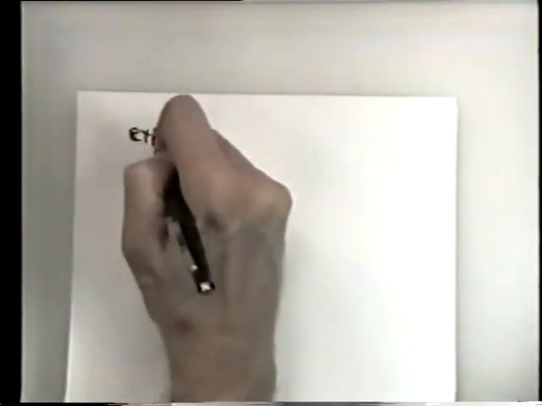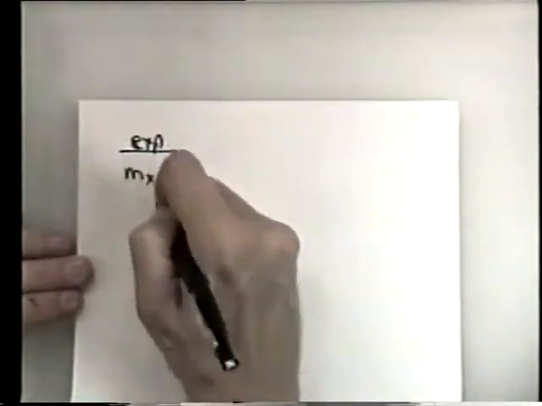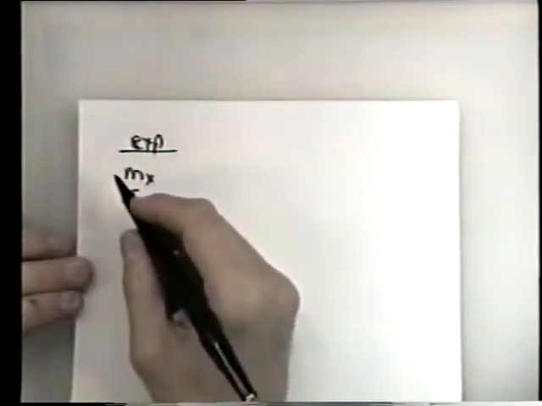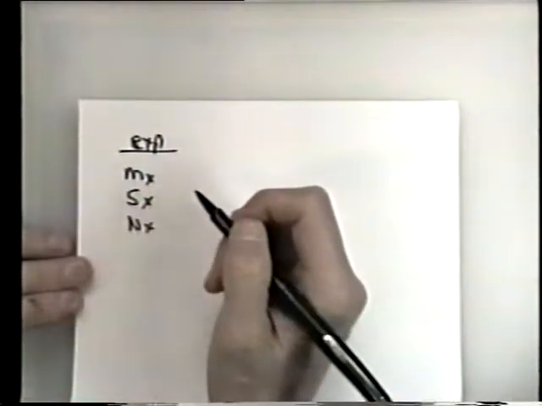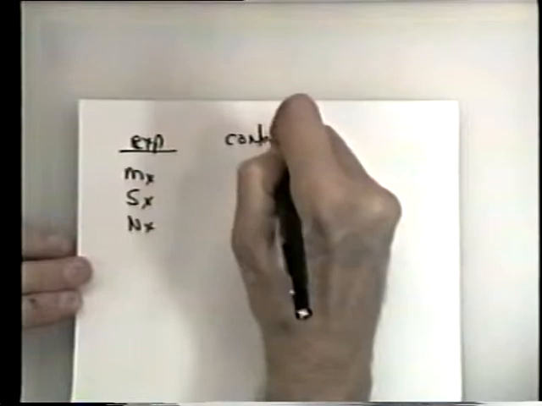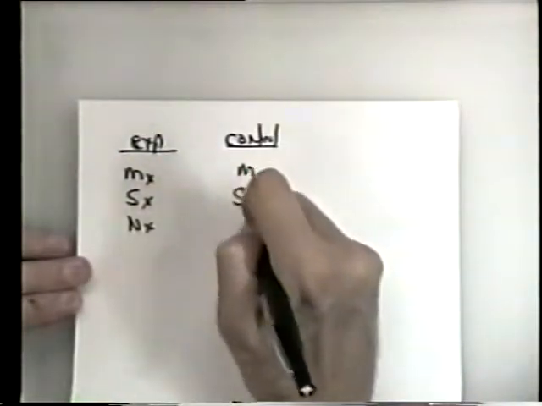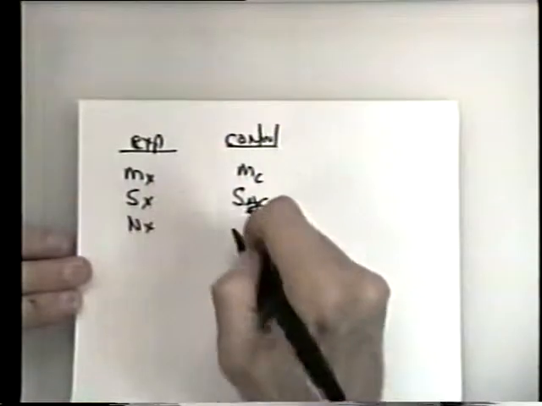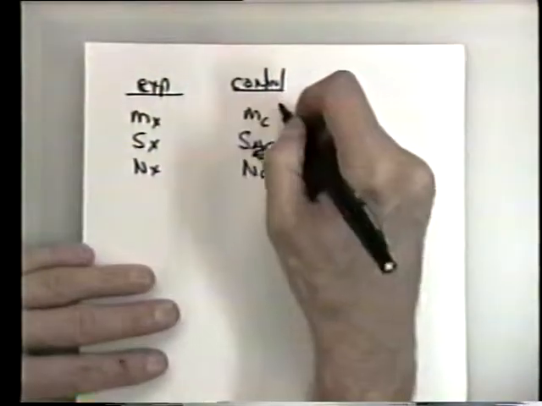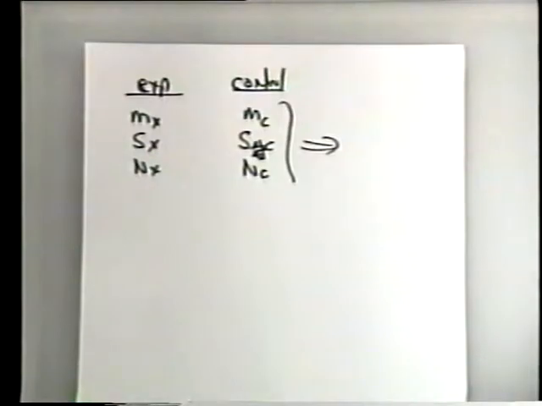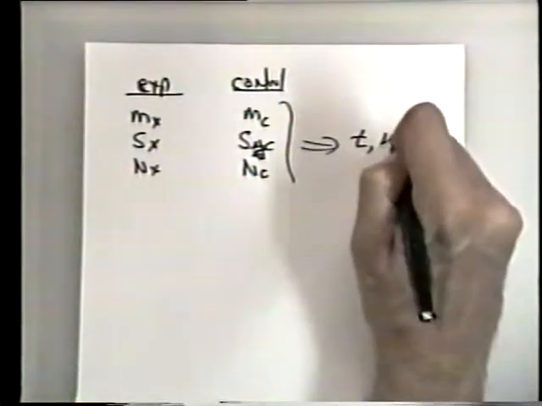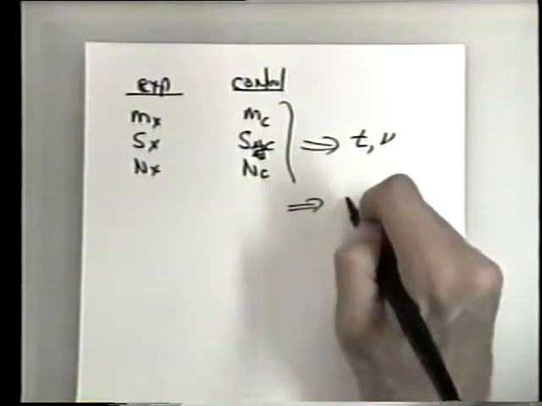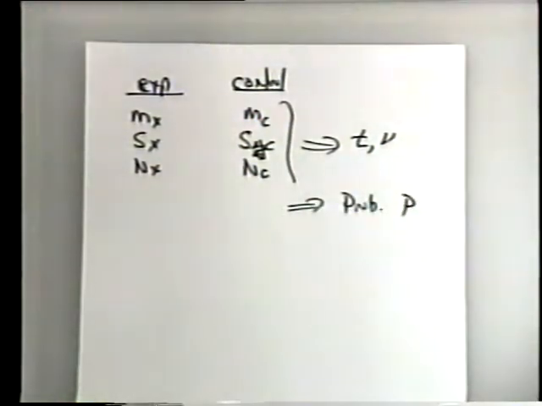To get back to where I was, the formula is correctly in Spiegel's book. So what we do is we have the experiment, and from the experiment we get the mean, the standard deviation, and the number of values. And from the control we know the mean of the control data, the standard deviation of the control data, and the number of values in the control data. From all of this, we can get the t-value and the number of degrees of freedom. And from those, we can then look up the probability, the p-value.